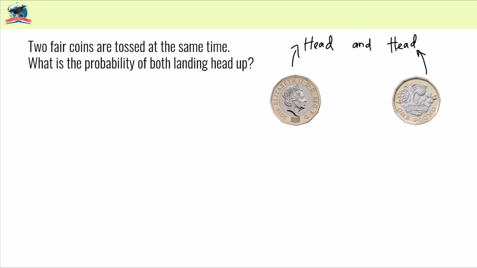Now, this is very crucial. That is a head and a head. That's what you want. So that is what this means: both landing head up. That means both coins will have their head on the very top while the tail is at the bottom.